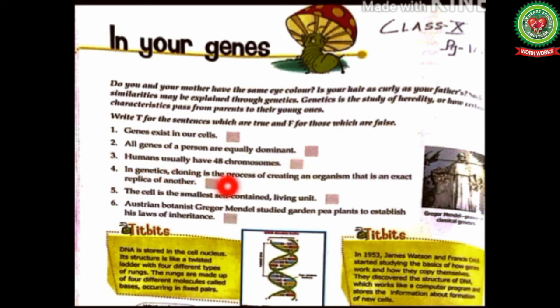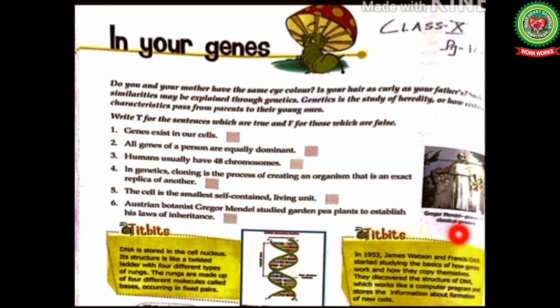In genetics, cloning is the process of creating an organism that is an exact replica of another. It is true. The cell is the smallest self-contained living unit. It is also true. Austrian botanist Gregor Mendel studied the garden pea plant to establish his law of inheritance. It is also true. DNA is stored in the cell nucleus. Its structure is like a twisted ladder with 4 different types of rungs. The rungs are made up of 4 different molecules called bases occurring in fixed pairs. We have already discussed those 4 bases, that are adenine, cytosine, guanine and thymine.